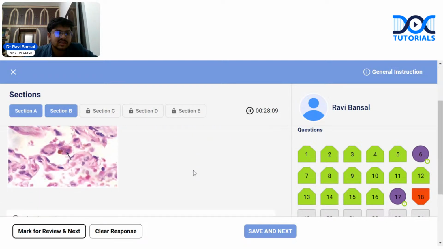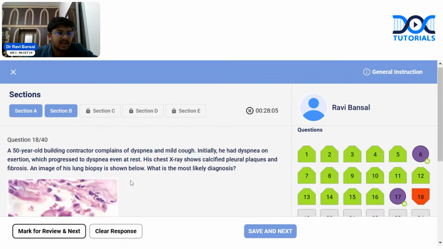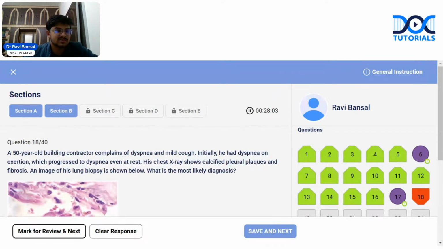So what is the most likely diagnosis? They have given some histopathology image. I'm not very great at reading histopathology images, so I mostly rely on history, options and some pointers from the photo. A 50-year-old building contractor complains of dyspnea and mild cough. Initially, he had dyspnea on exertion, which progressed to dyspnea even at rest. So it is a pulmonology question. There is dyspnea, building contractor, chest X-ray calcium at pleural plaque.